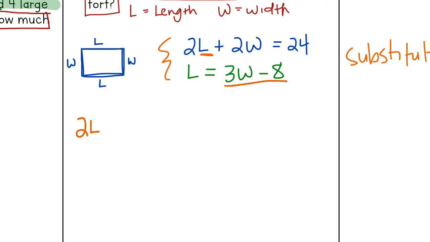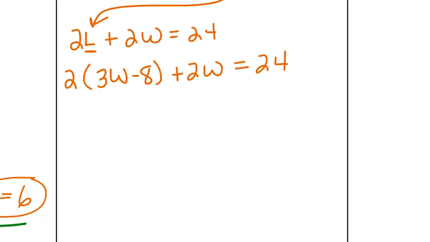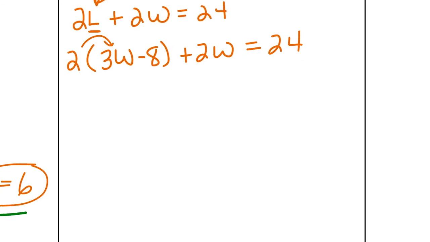So I'm going to rewrite 2L plus 2W equals 24. But instead of L, we're going to plug in this whole thing. So 2 times (3W minus 8), then plus 2W equals 24. Do your distribution. 2 times 3 is 6. Then 2 times negative 8 is negative 16. Plus 2W equals 24.